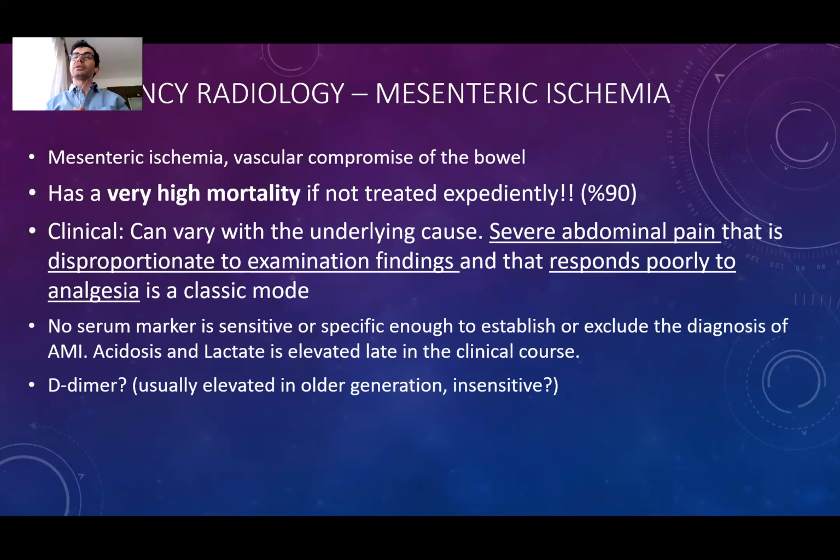Acidosis happens because of ischemic tissue, right? And lactate levels get elevated, but it gets elevated at a later period, unfortunately. When there is necrosis, it increases lactate, but it's usually too late, okay?